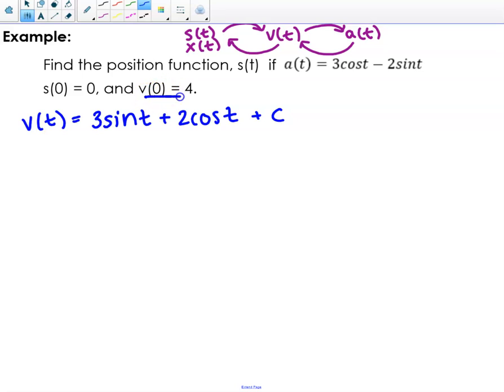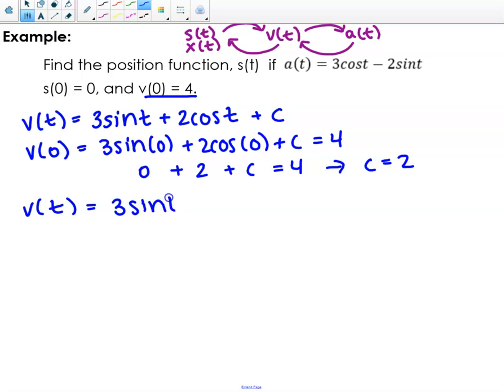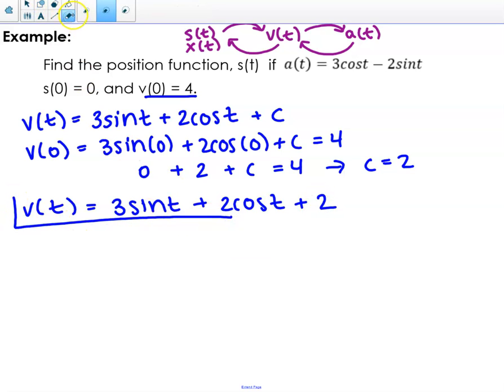Now they did give us information about the velocity, so we can plug that in. So v of 0, so we're going to plug in 3 sine of 0 plus 2 cosine of 0 plus c equals 4. So sine of 0 is 0, cosine of 0 is 1, so 2 times 1 is 2, plus c equals 4. So c is going to equal 2. So now my velocity function is going to be 3 sine t plus 2 cosine t plus 2. Oops, I guess I shouldn't box that because we're not done.